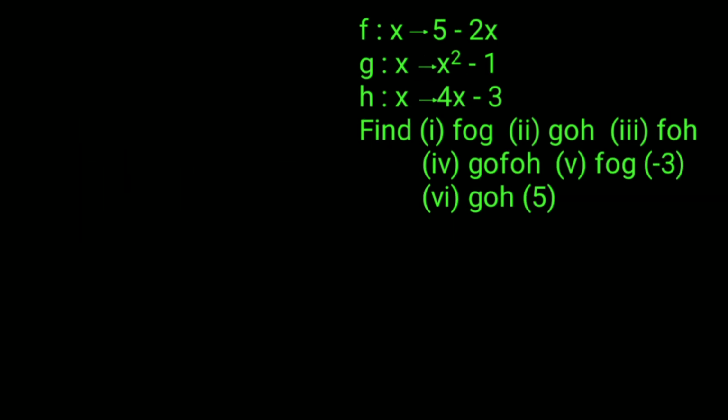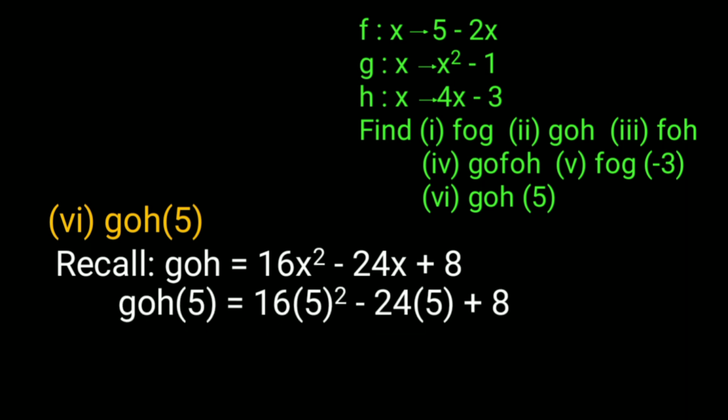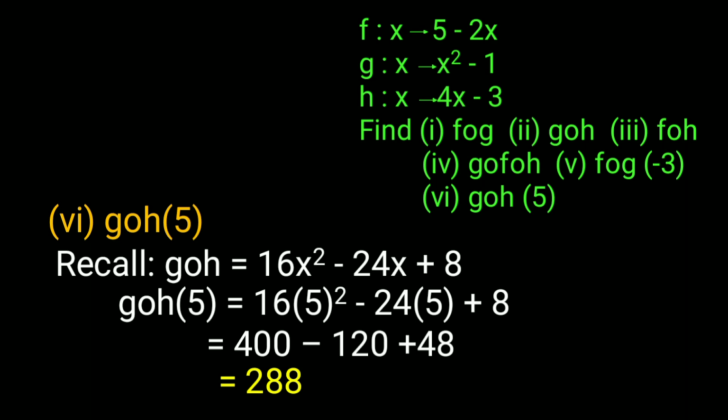And then the last question we have there is g of h of 5. Our g of h of 5 is just recalling our g of h as calculated in our previous steps taken. And that's going to be 16x squared minus 24x plus 8, which is our g of h. So we're going to substitute 5 for the value of x in our equation. And then substituting 5, that gives us 16 in the bracket 5 squared minus 24 in the bracket 5 plus 8. And that gives us 400 minus 120 and then plus 8. That's 5 squared there, which is 25 times 16 is 400. And then we have 288 as our final answer to that question.